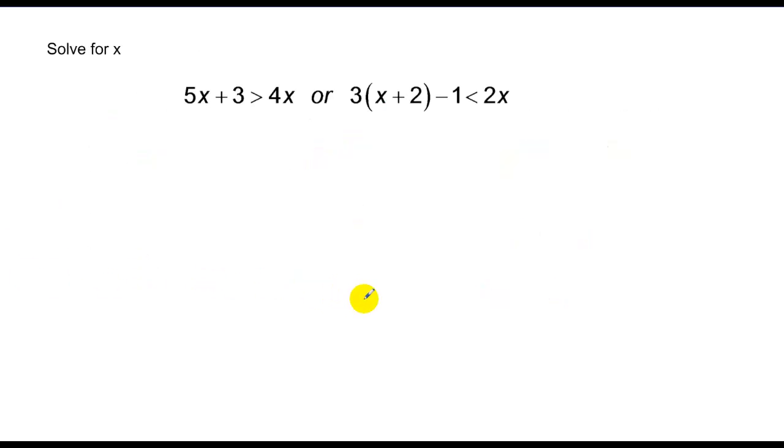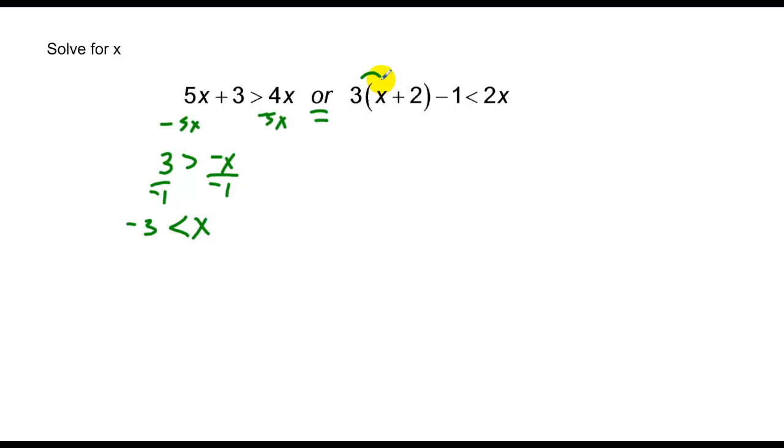Now we're going to solve some compound inequalities, and this is just like solving inequalities, except we have to consider this statement at the end and link our answer to our graph. So in this case, I'll subtract 5x to both sides. I have 3 is greater than -x, divide by -1, which means I'm going to flip my inequality sign.